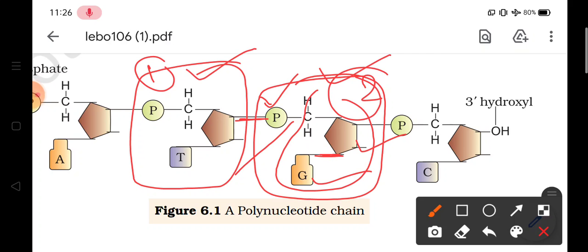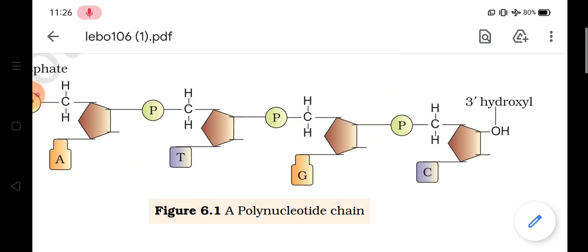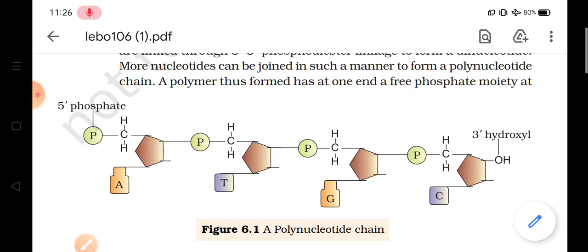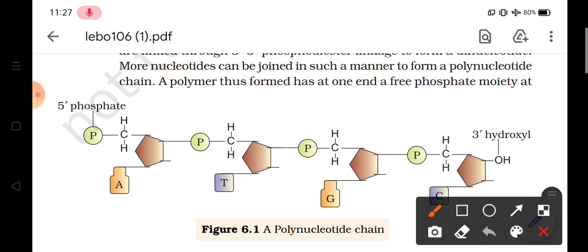And in this way what we are able to see here कि एक पॉलीमर की चेन फॉर्म हो रही है। अब इस पॉलीमर में हमें एक चीज़ जो देखनी है, what is there, that this polymer thus formed at one end has a free phosphate moiety, as we are able to see in the diagram. This is a polynucleotide chain, and in this polynucleotide chain, here this P is free. At one end phosphate is free, at the 5 dash end of the ribose sugar, and that's why it is called as 5 dash end of polynucleotide chain.